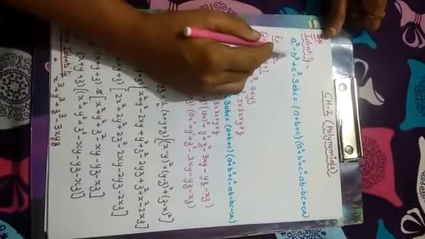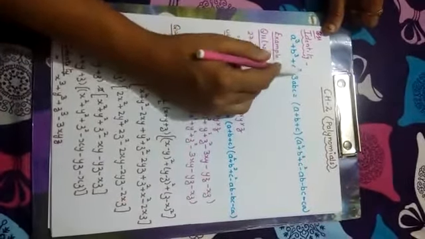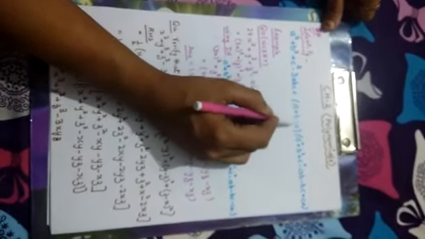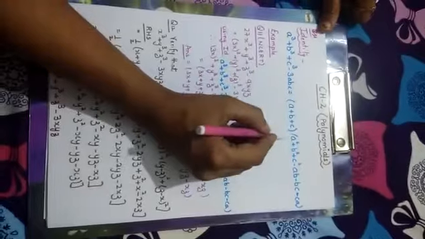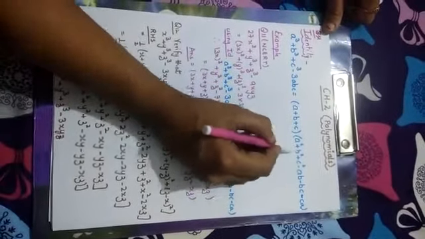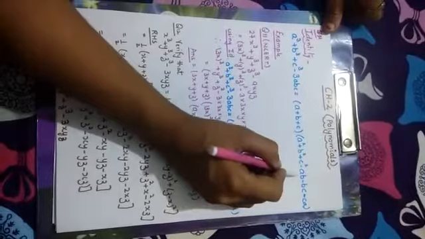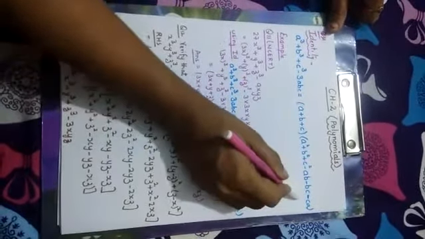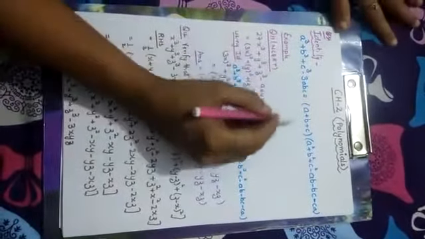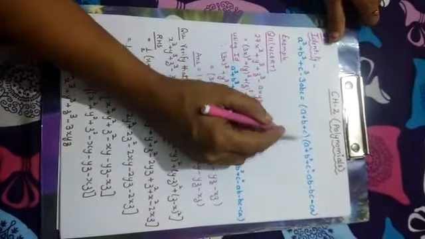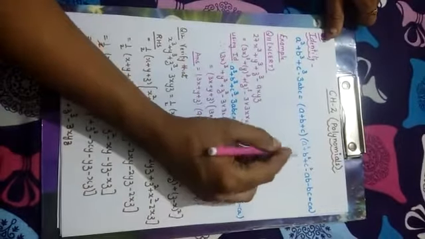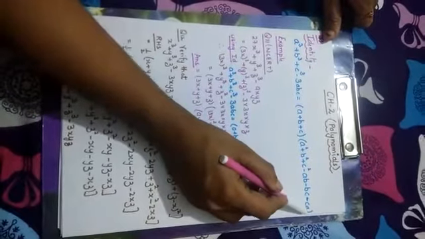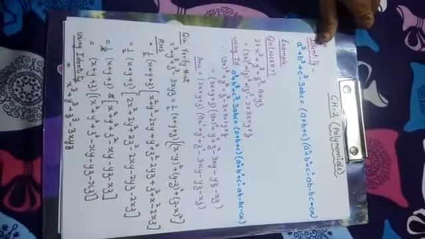A cube plus B cube plus C cube minus 3ABC is equal to A plus B plus C, in the other bracket A square plus B square plus C square minus AB minus BC minus CA. Children, it seems to be a lengthy one, but it is very easy to learn. First you have all three values with degree 1, then you have squares, and then combinations of two variables at a time with negative signs.